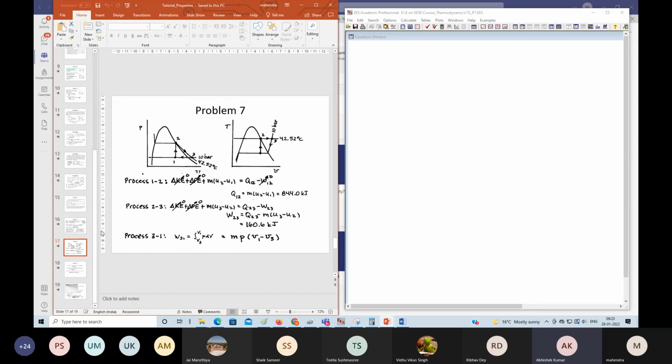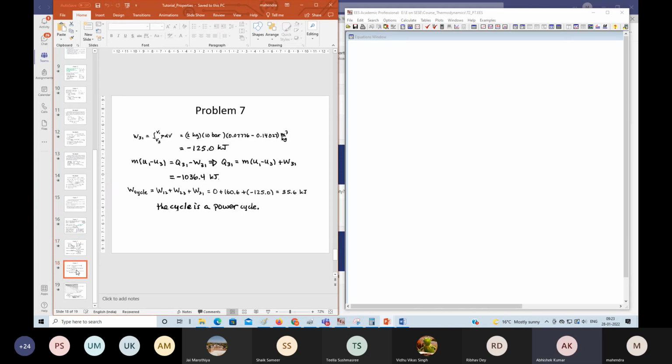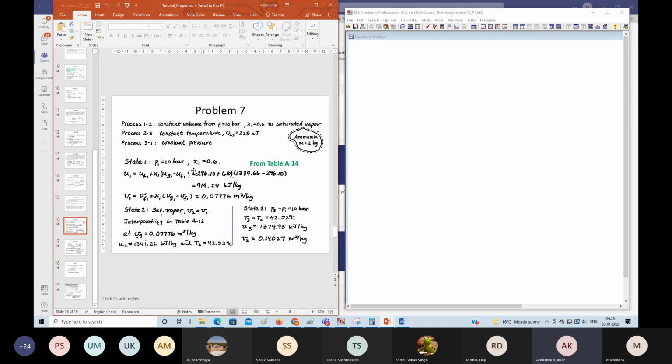Now what you need to calculate over here, they have asked you to determine whether this is a power cycle or a refrigeration cycle. If the net work output is positive, then it would be a power cycle, that we know. This we have practiced. So for this particular problem, let us write the code. What is the working substance over here? That is ammonia. Then what is the data given?